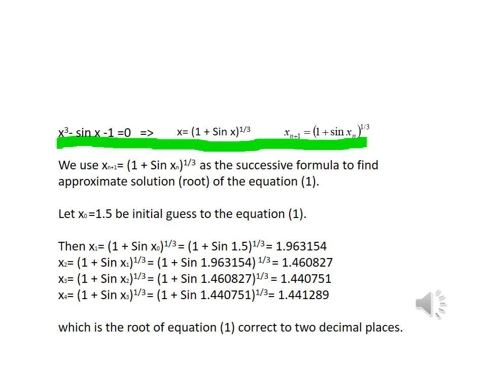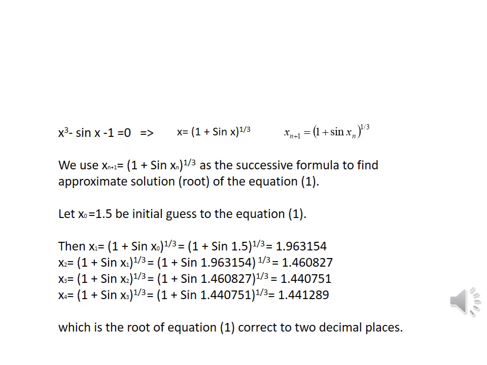Since we have the function x cube minus sin x minus 1 equal to 0, we can convert that into x equal to (1 plus sin x) power 1 by 3, and the iteration formula becomes x(n+1) equal to (1 plus sin xn) power 1 by 3. Here we take the left hand side as the (n+1)th term, and whatever comes with x on the right hand side we take as the nth term.